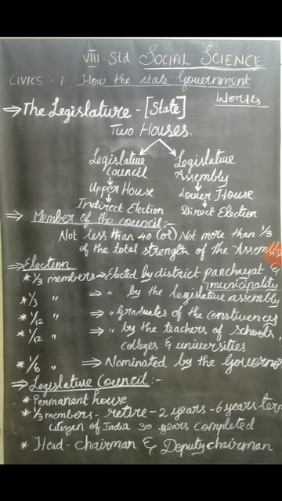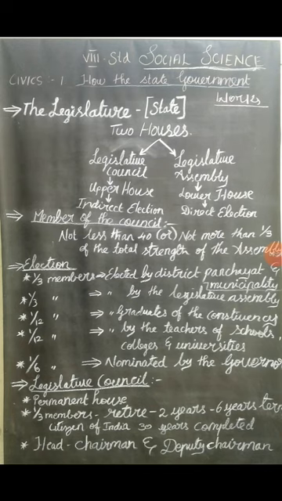Next, the legislative council is a permanent house. No one can dissolve the house. 1/3 of its members retire every 2 years, and elections are held to fill the vacant seats. Next, the members are elected for a 6 year term.